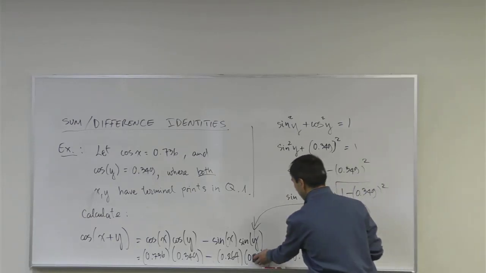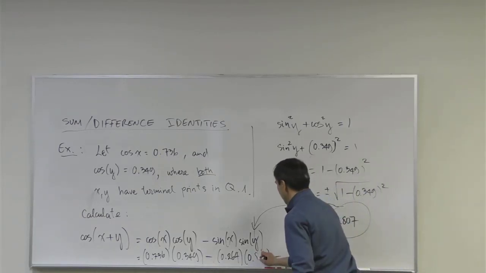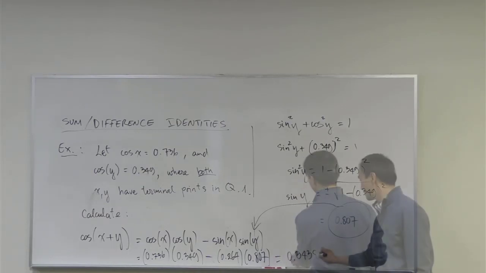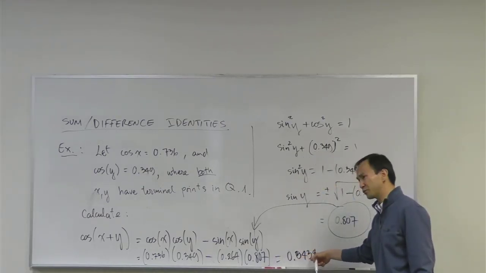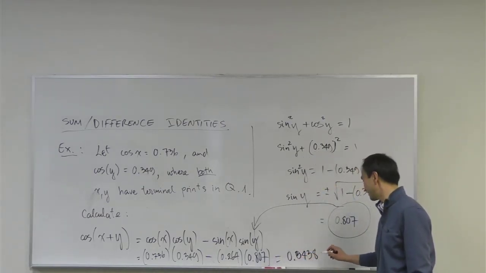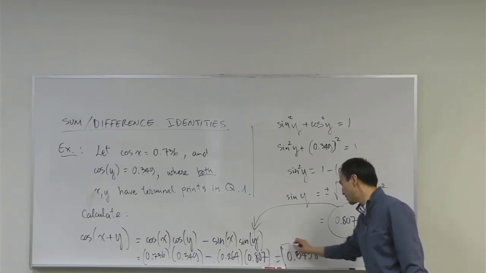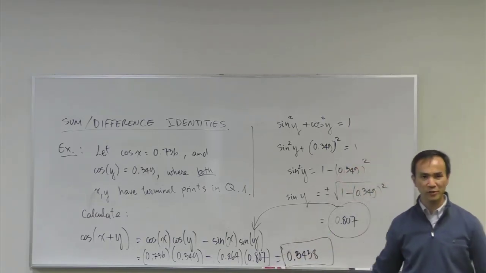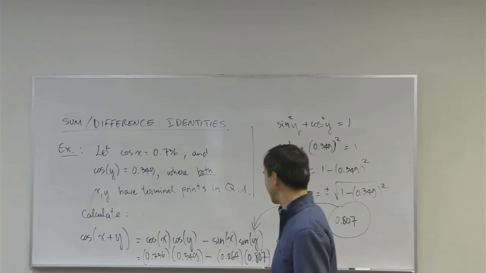0.807. Okay. I'm going to have to adjust this. 0.807. Wait, so 0.0438? 3816. Yeah. Okay. So that's 4 decimals, and watch for our rounding requirements anywhere in your assignments.